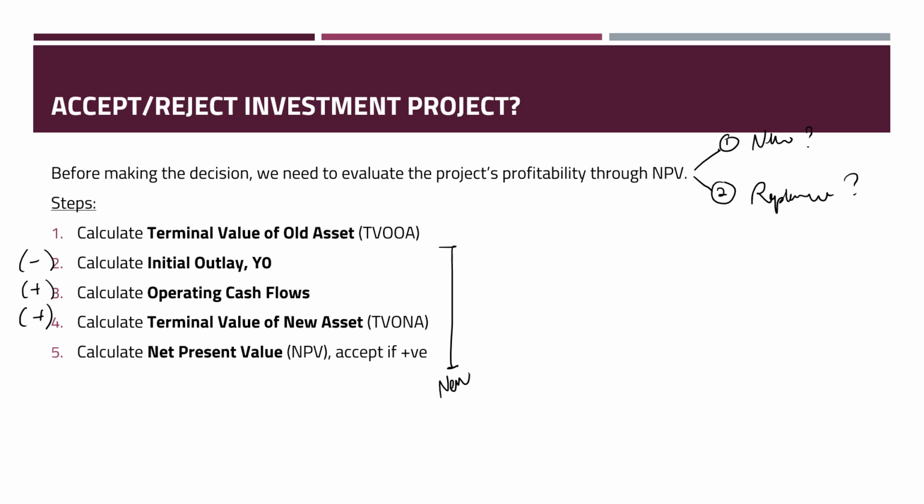So from these 3 items over here, we calculate the net present value, which is essentially the present value of cash inflows minus the present value of cash outflows. And we accept it if it is a positive value. Positive value means that it's going to be profitable.